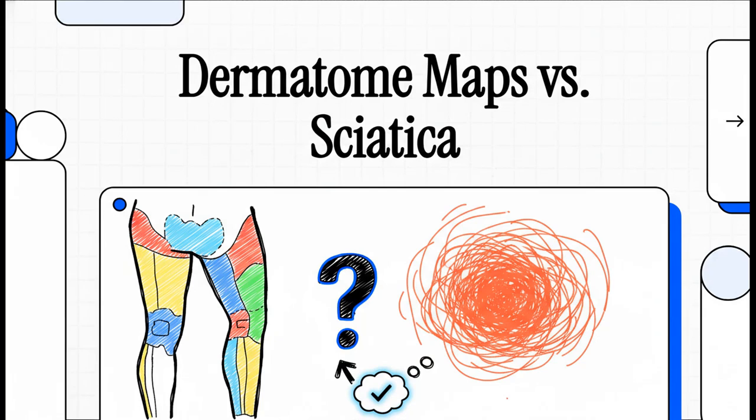Okay, let's just get right into it. If you have ever found yourself staring at one of those colorful dermatome maps, you know the ones with all the stripes showing where nerves go, and you're trying to make your actual real-life leg pain fit into those perfect little lines, well, this is for you. Today, we are going to trade all of that confusion for a really clear, practical way to figure out what your symptoms actually mean and what to do about it.